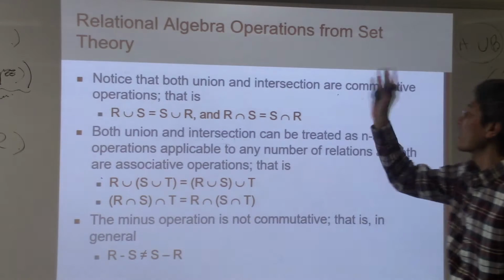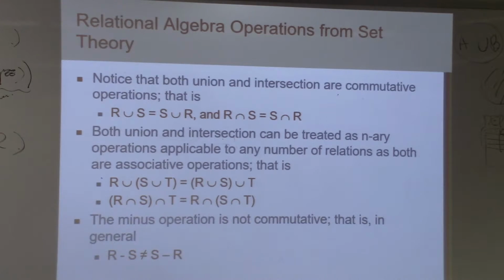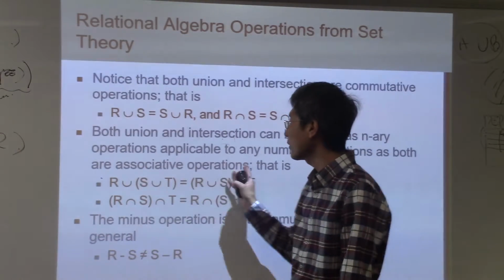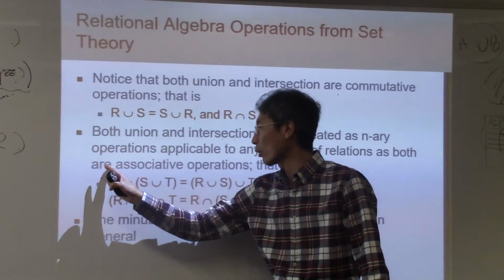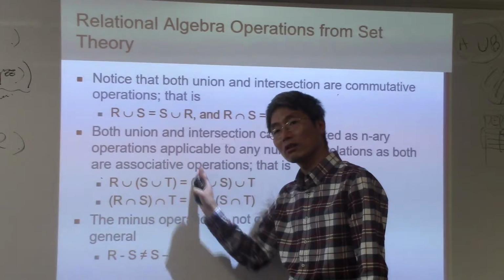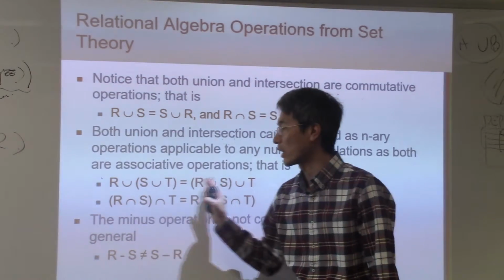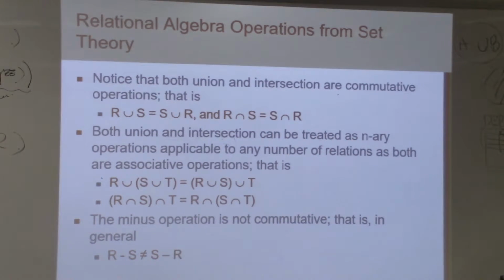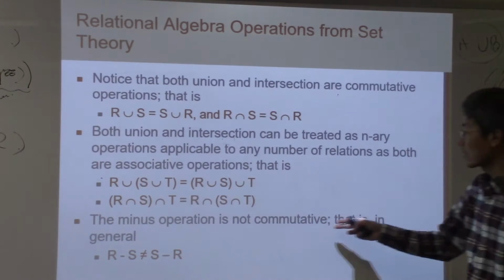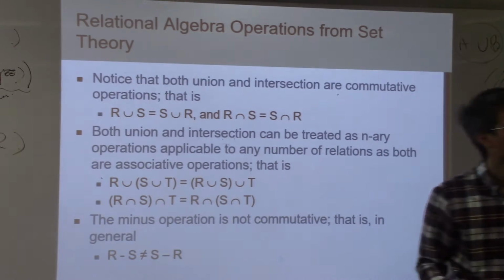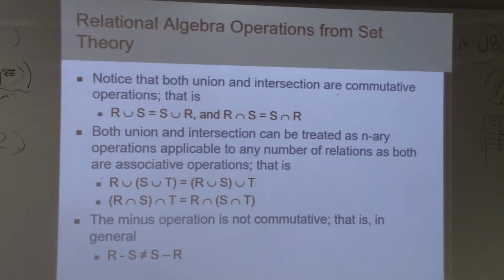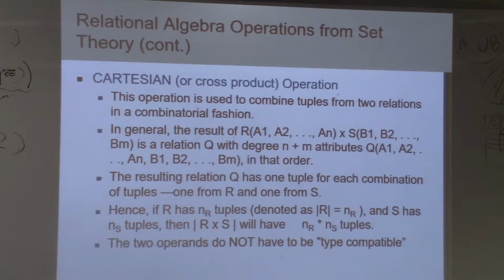So in set operations there are some characteristics like associative. Associative means we can operate the first one and the last two, and the result should be the same. However, minus is not commutative, as you know. So be careful when using this one.